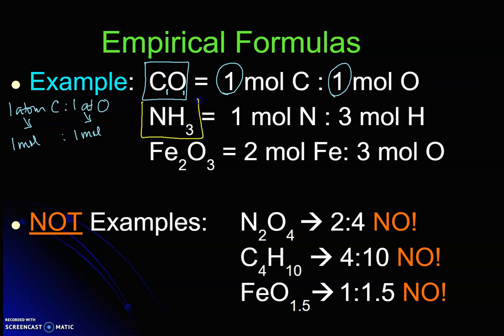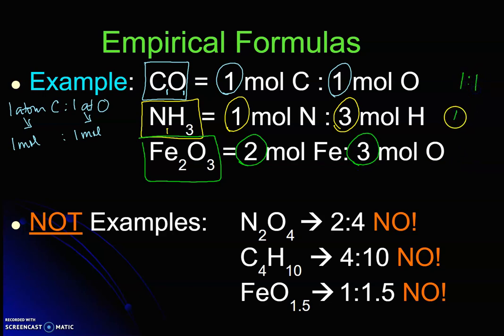Okay, NH3, your ammonia, is a 1 nitrogen to 3 hydrogen ratio, which means 1 mole of nitrogen for every 3 moles of hydrogen. And then we have our Fe2O3. Okay, this is your iron 3 oxide. That means we have 2 moles of Fe for every 3 moles of O. All of these are the lowest whole number ratio. 1 to 1, 1 to 3, 2 to 3. We can't divide these out and reduce them down to any smaller whole number.